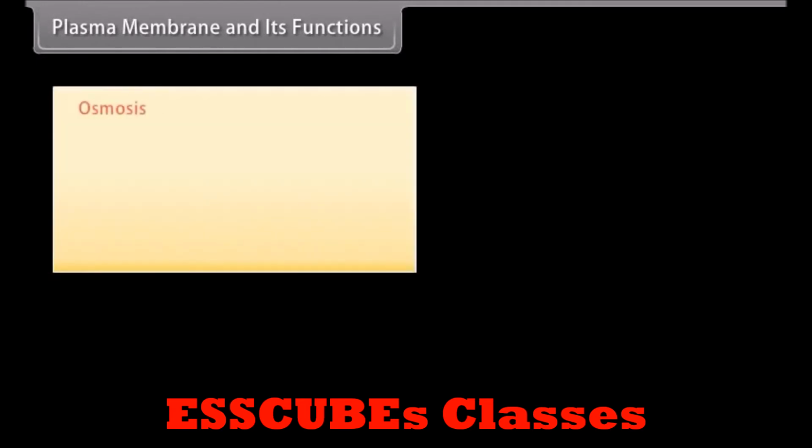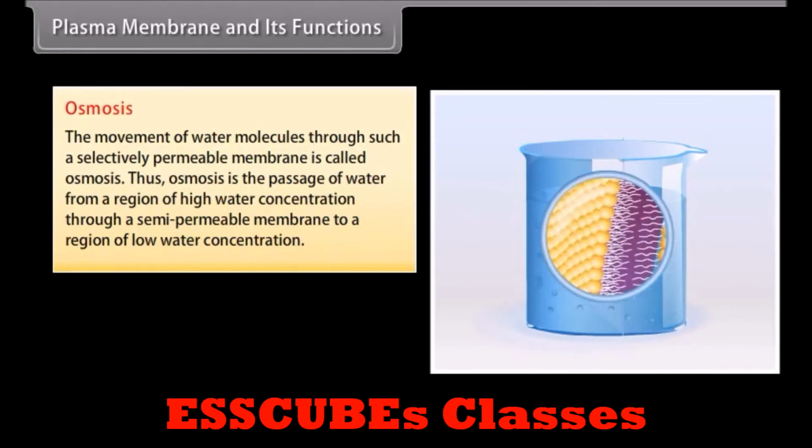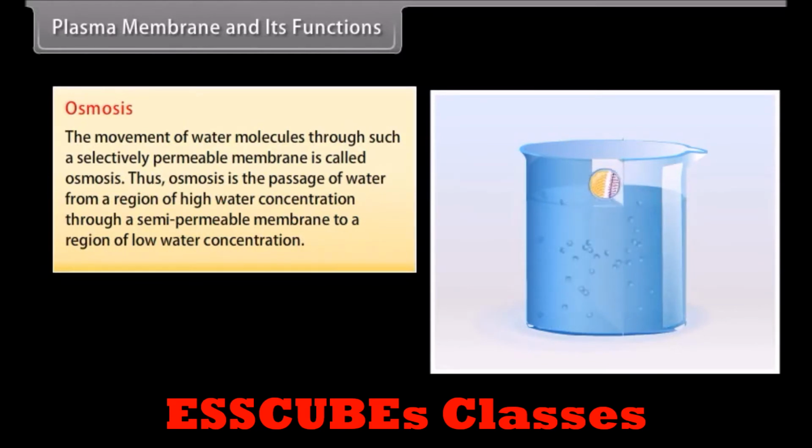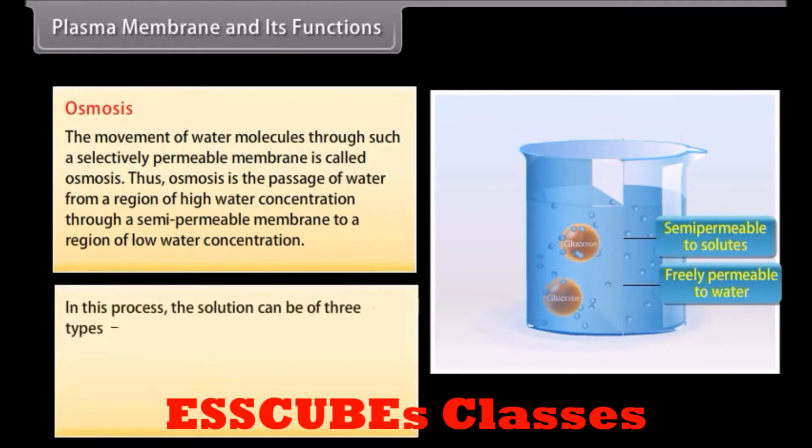Plasma membrane and its functions. Osmosis. The movement of water molecules through such a selectively permeable membrane is called osmosis. Thus, osmosis is the passage of water from a region of high water concentration through a semi-permeable membrane to a region of low water concentration. In this process, the solution can be of three types: hypertonic solution, isotonic solution.